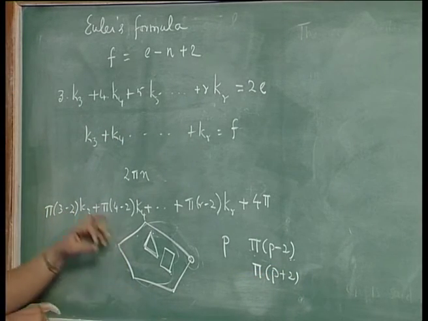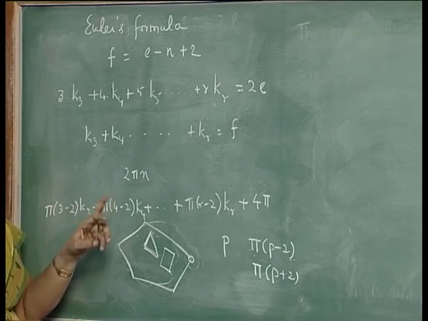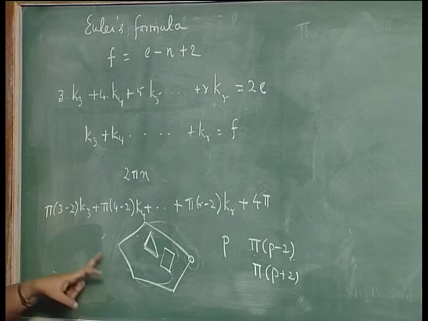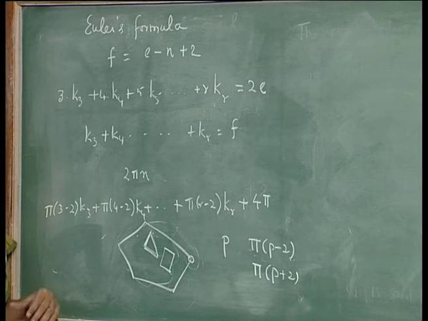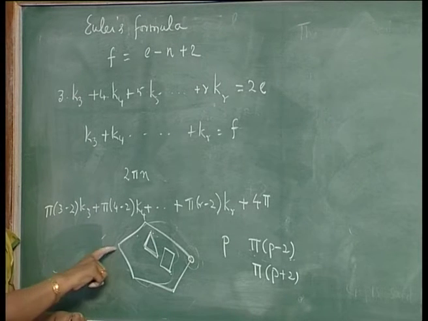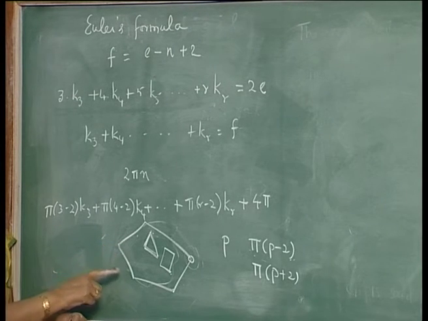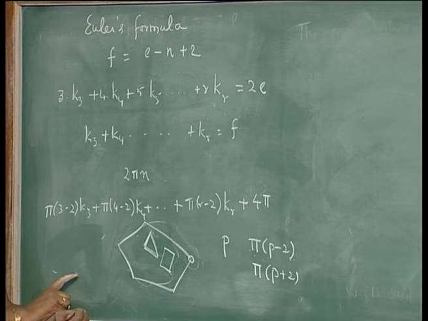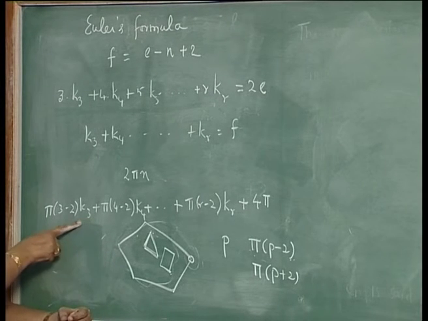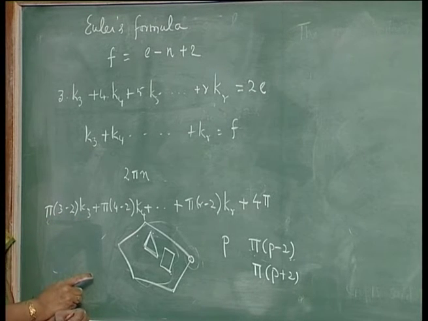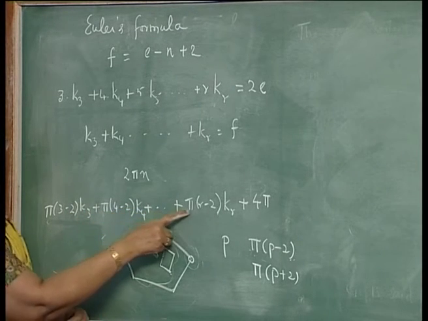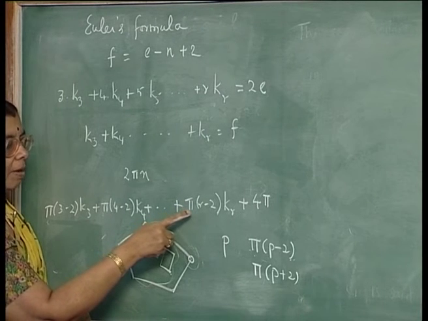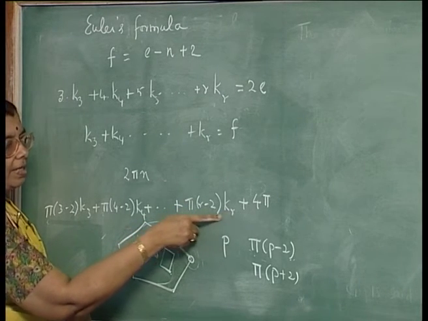Now, out of these triangles, quadrilaterals, etc., one will be an external polygon, one you have to count as external, the rest of them as internal. So, if you count the angles depending upon these polygons, the sum of the internal angles of the triangles will be pi into 3 minus 2 times K3. The sum of the internal angles of the quadrilaterals will be pi into 4 minus 2 times K4, and so on. And the sum of the internal angles of an r-sided polygon is given by this.